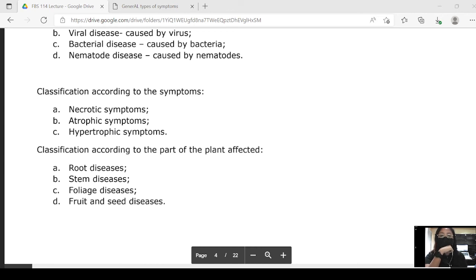For example, there is a prolific production of leaves, or you have many leaves. That is an example of hypertrophic. For atrophic, an example is dwarfing, where the plant part or the plant itself becomes smaller in size. Necrotic causes necrosis, for example canker. And we have classification according to the part of the plant affected, either roots, stem, foliage or leaves, fruits, and seed diseases, or the reproductive parts of your plant.